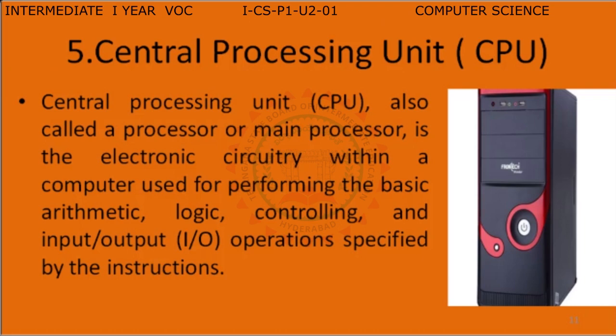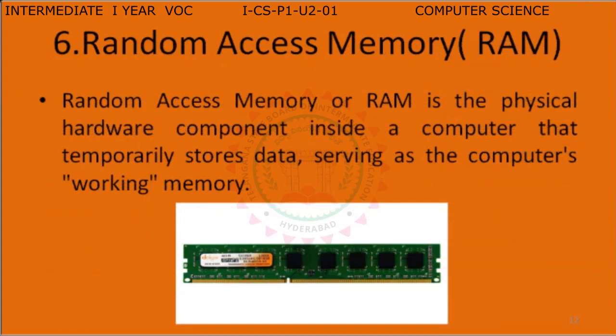Central processing unit. Central processing unit, also called a processor or main processor, is the electronic circuitry within a computer used for performing the basic arithmetic, logic, controlling, and input-output operations specified by the instructions. Random access memory. Random access memory or RAM is the physical hardware component inside a computer that temporarily stores data, serving as the computer's working memory.